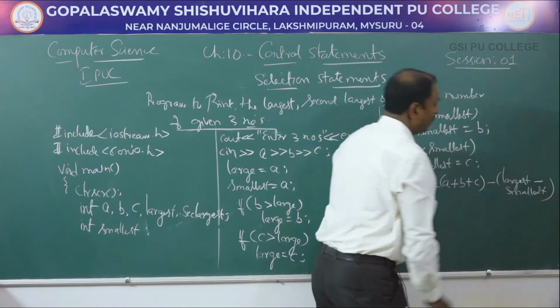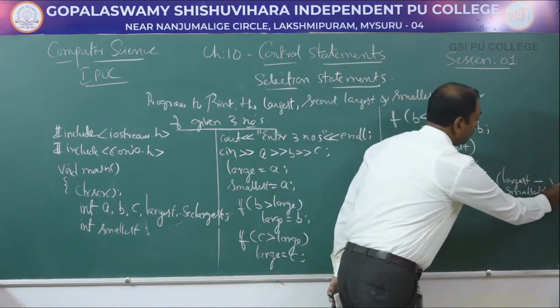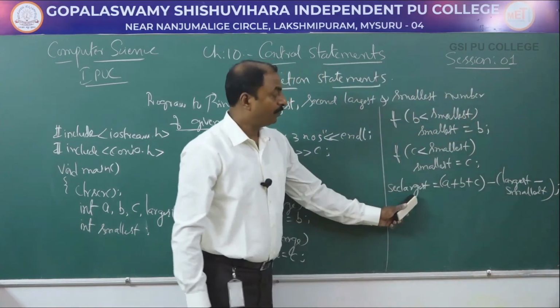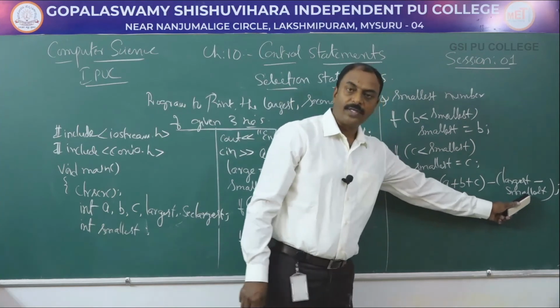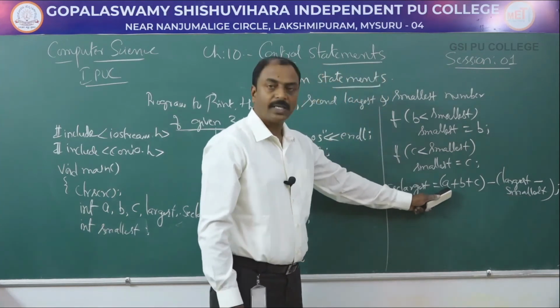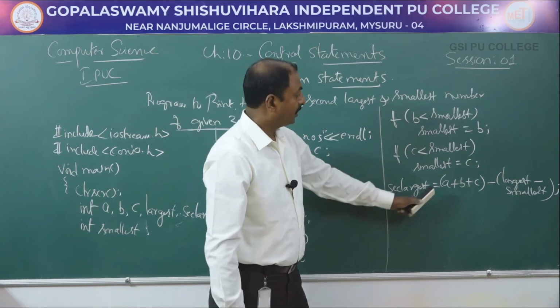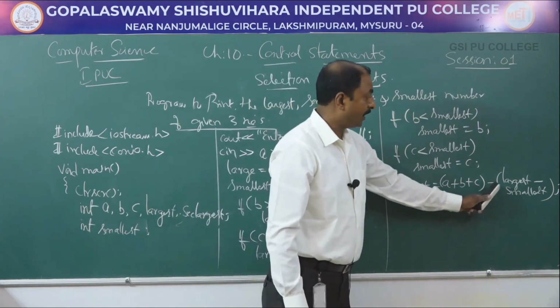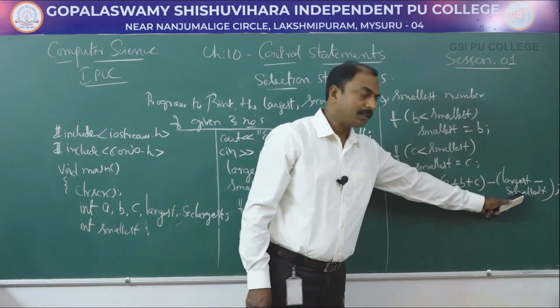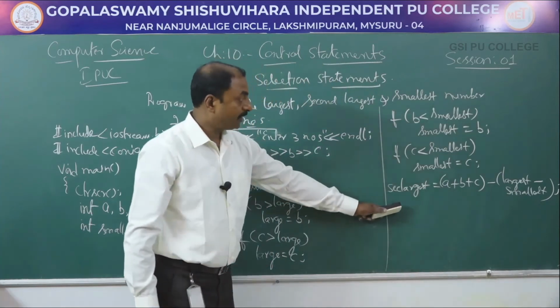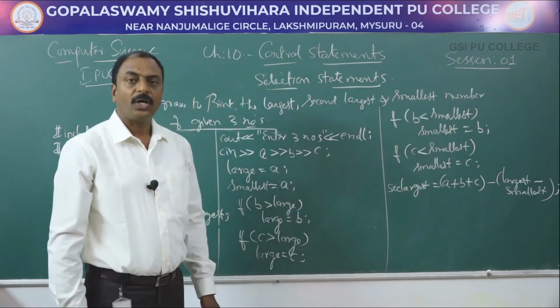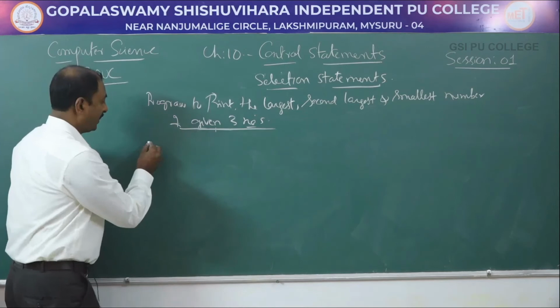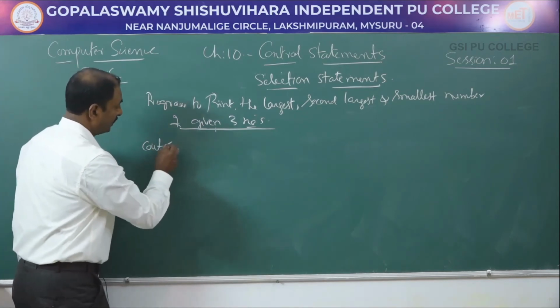This is the logic, and here semicolon. So with the help of this formula, we can find out the second largest number: A plus B plus C minus largest minus smallest number. So the next step is to print all the results.